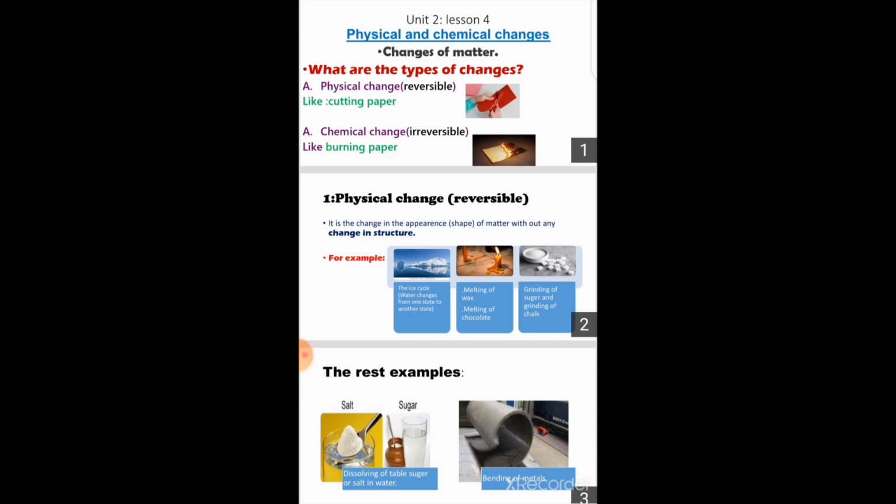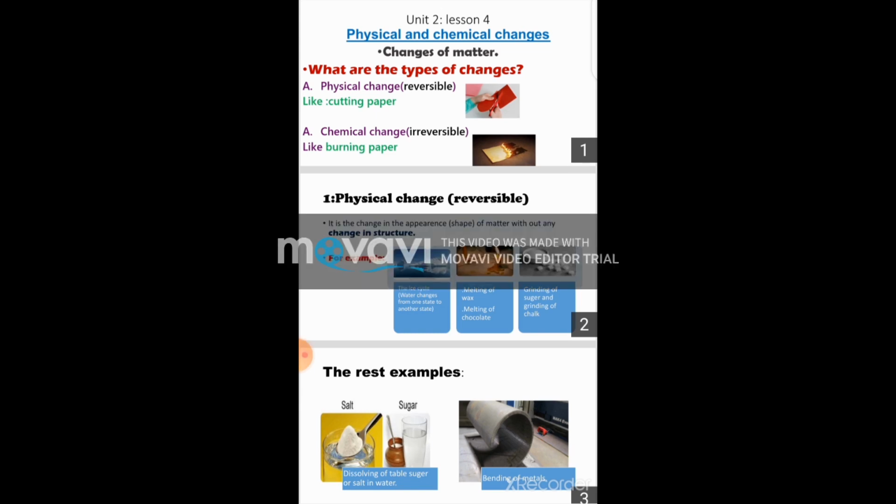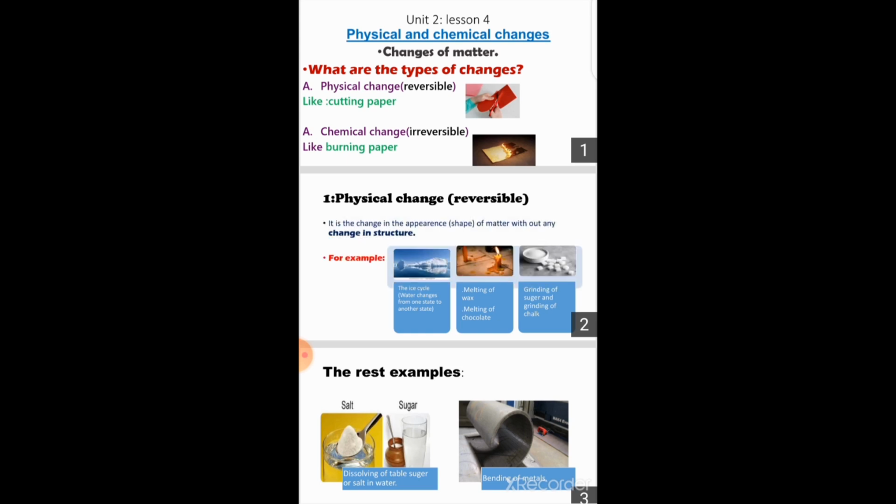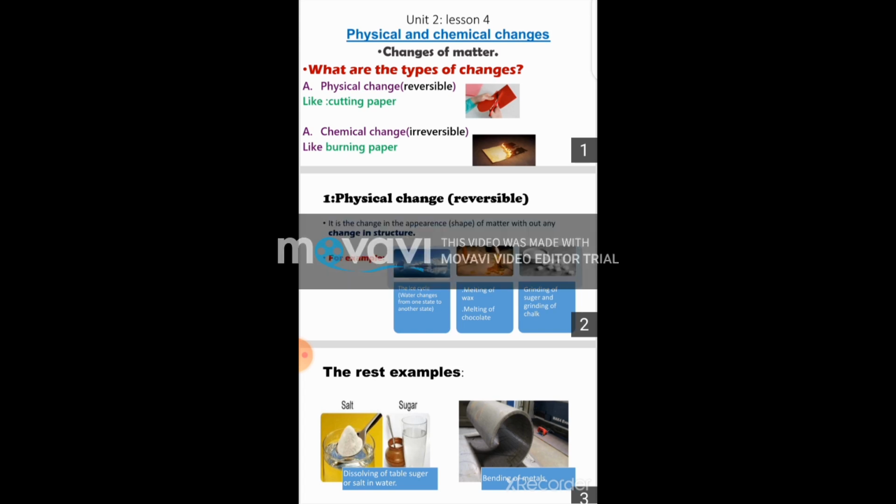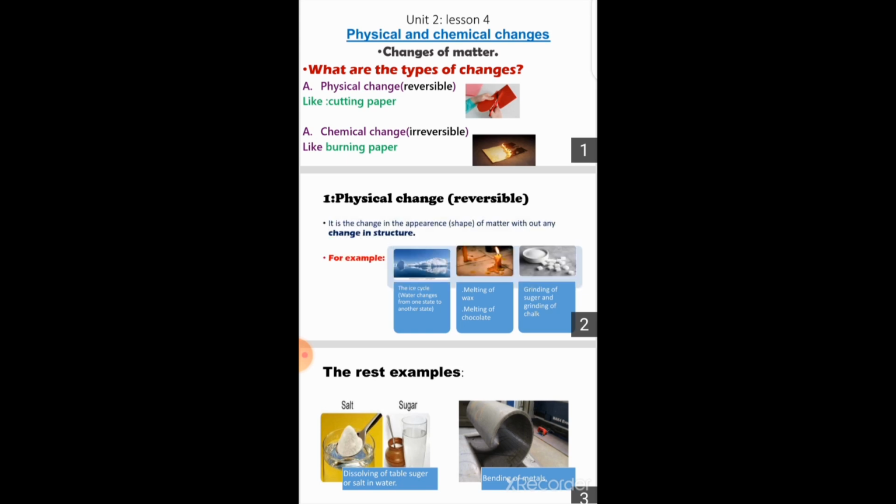Today we will take lesson 4 in unit 2, which is about physical and chemical changes. In the previous lesson, we saw that matter can change from one state to another. Matter can change from solid to liquid, and from liquid to gas, and so on.